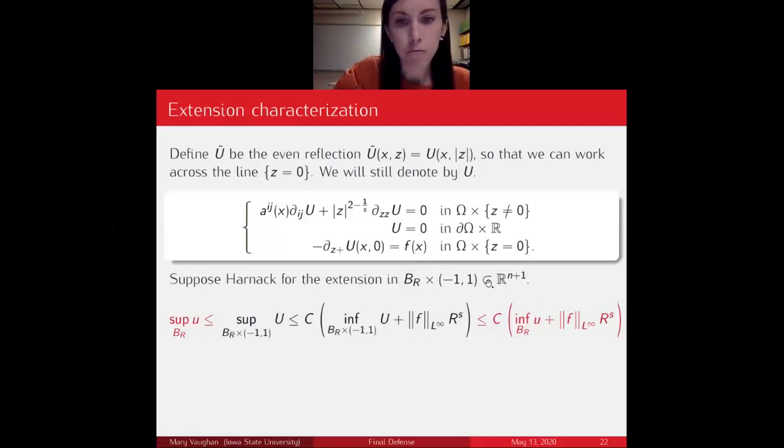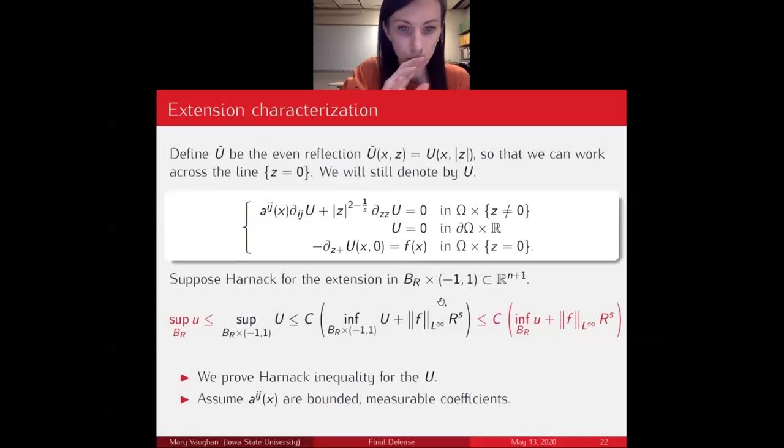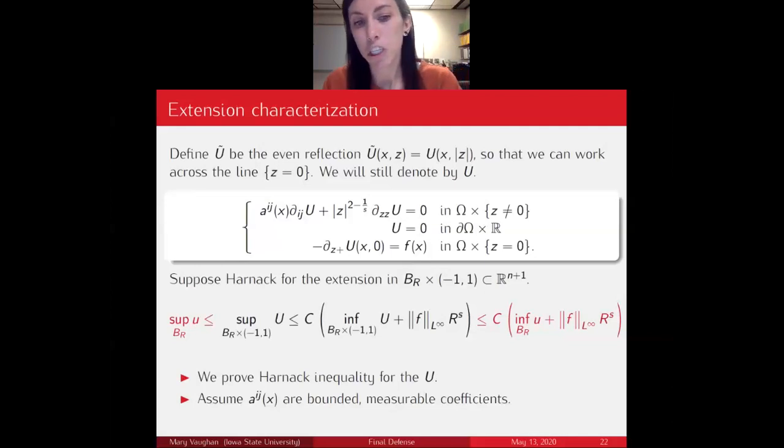So from here on out, we will focus on proving Harnack inequality for capital U. I will just mention that in our proof of Harnack inequality for capital U, we only use that the coefficients are bounded measurable functions. So the Hölder continuity is not essential for this argument. That's what we use to define our fractional operator and justify the characterization.